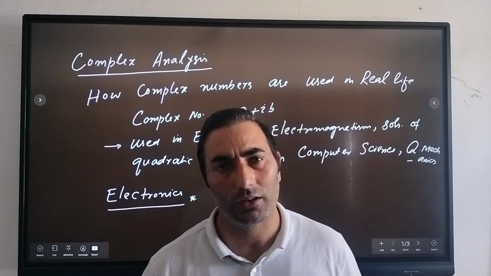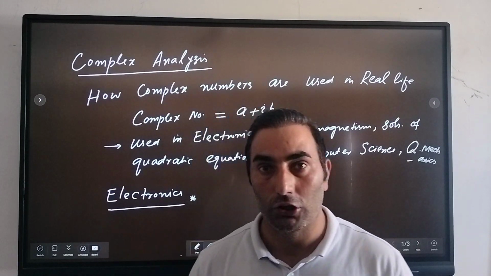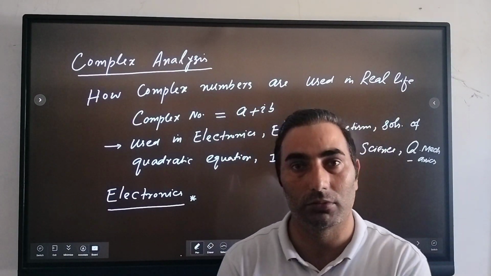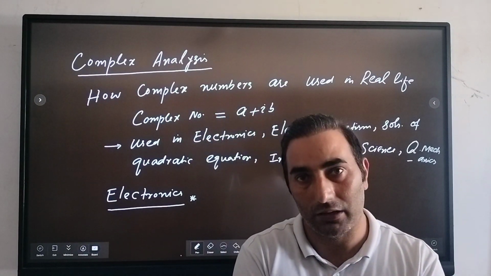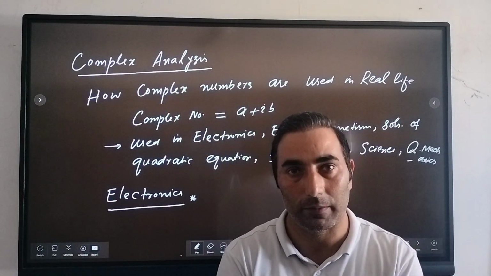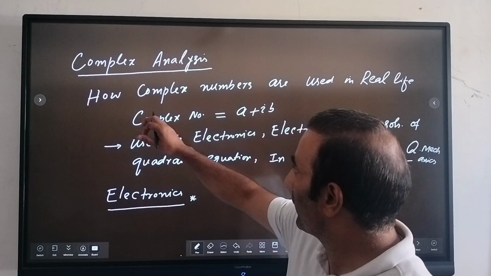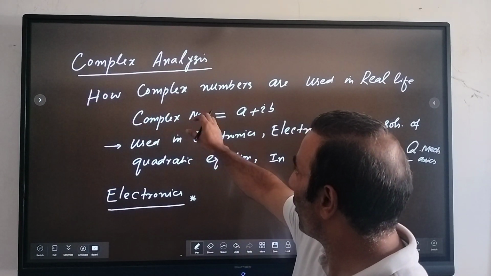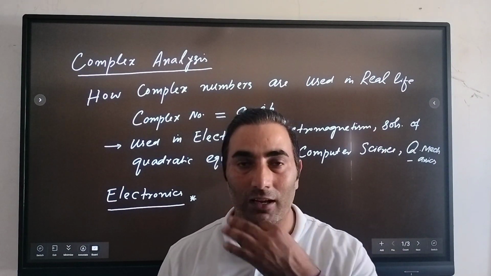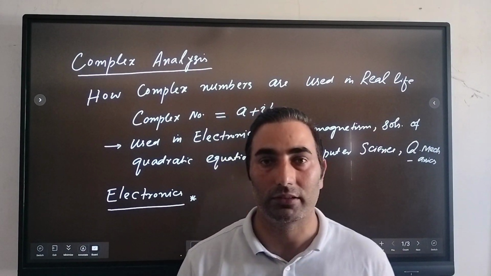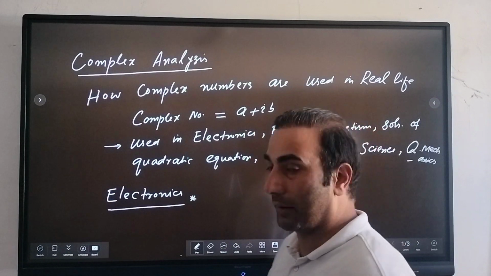So first of all, if we talk about complex numbers, you might have heard about them. We write a number as some real part plus an imaginary number. That's our complex number, right? So if you see here, I wrote: how are complex numbers used in day-to-day life? How are we using these complex numbers in real life?